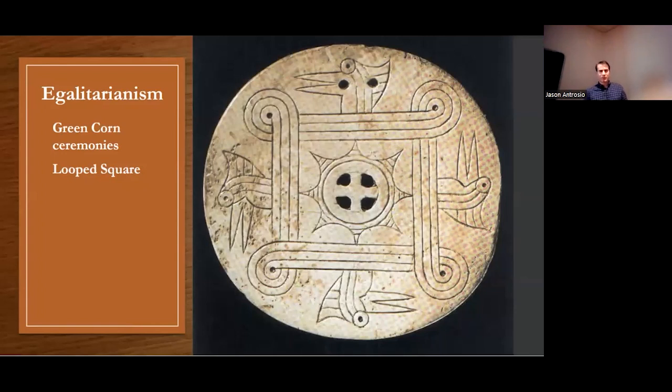This is actually from a Mississippian mound, but it's the idea that there are equal sides and that the village or town itself is formed around a square. Apparently the looped square imagery is also found in various places in Europe and Norse mythology, for example, but it was developed in the Americas independently as well.